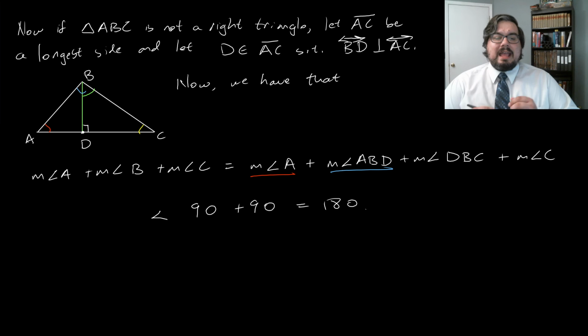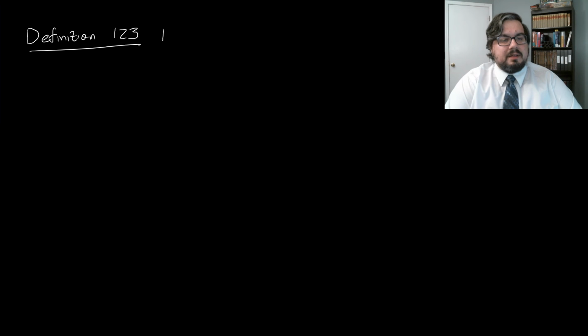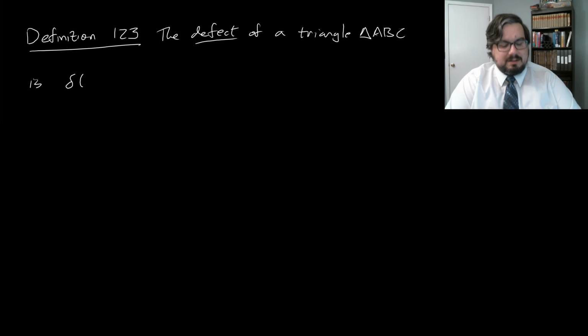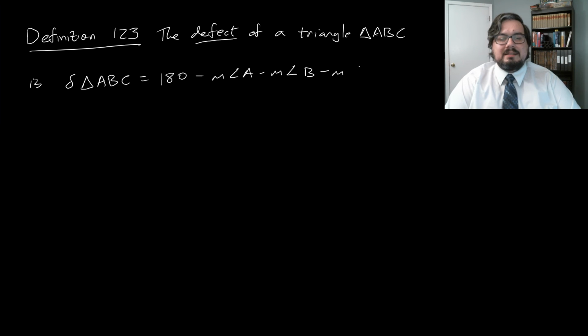Now, we can actually use this fact that the sum of the interior angles of a triangle is always less than 180 to define a measure that we attach to a triangle known as the defect. The defect of a triangle ABC is defined to be delta of triangle ABC, and it's 180 minus the measure of angle A minus the measure of angle B minus the measure of angle C.